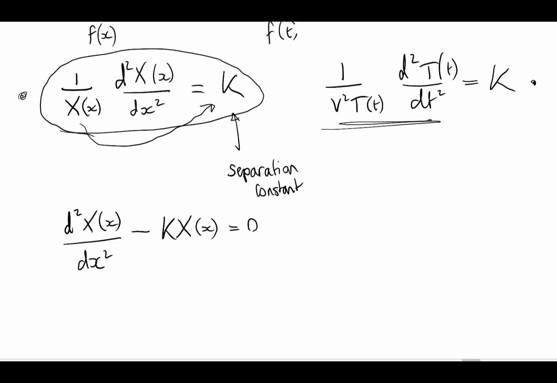The coefficient of this term is a constant. It's 1, in fact. The coefficient of this X term in here is also a constant. So that means that this is a linear differential equation with constant coefficients.